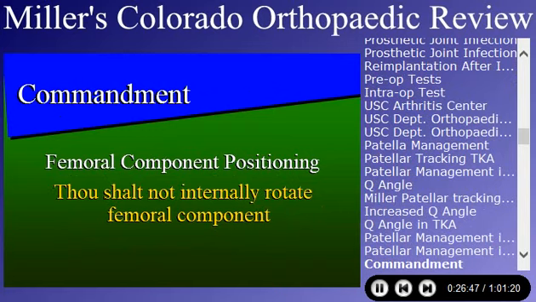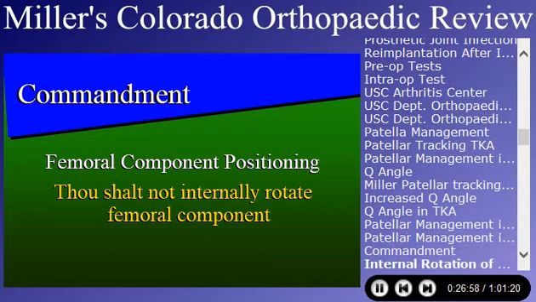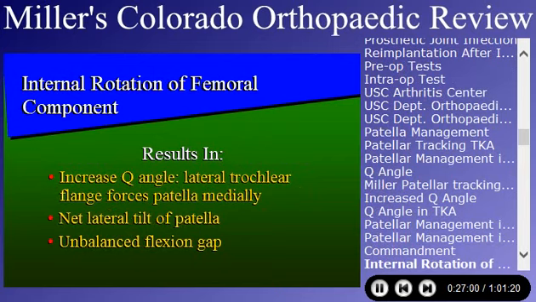One of the big rules: thou shalt not internally rotate the femoral component. They will ask this some way or the other on the question or on the test. Thou shalt not internally rotate the femoral component. The result is an increase in Q angle. The lateral trochlear flange forces the patella medially. The net is a lateral tilt of the patella, and you have an unbalanced flexion gap.